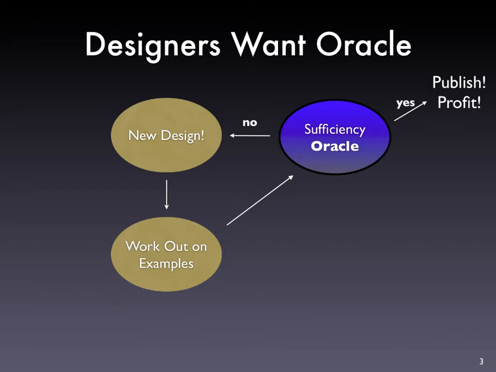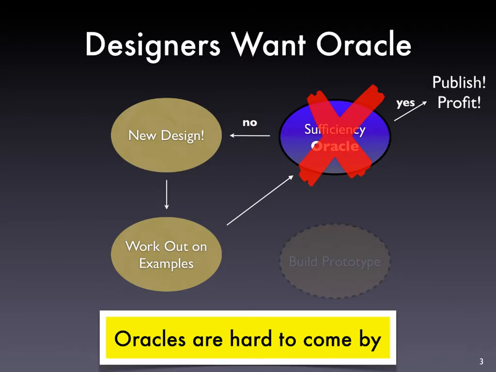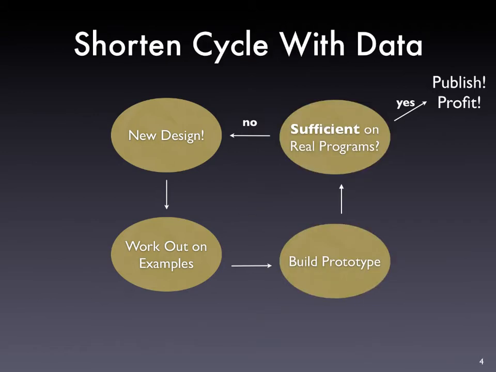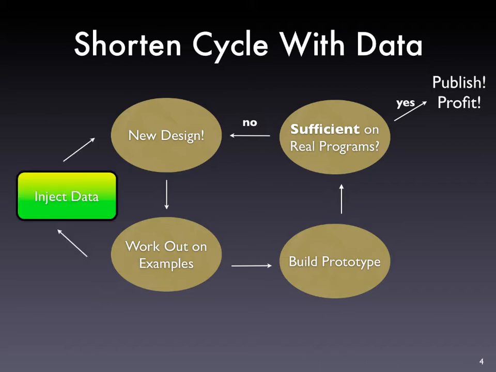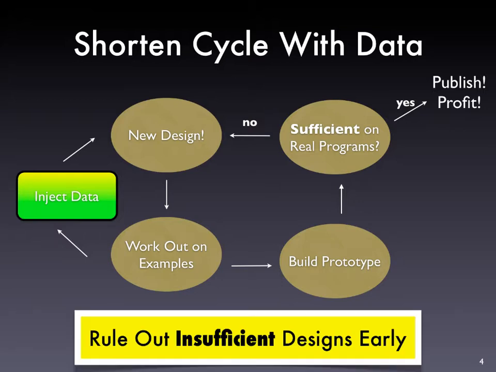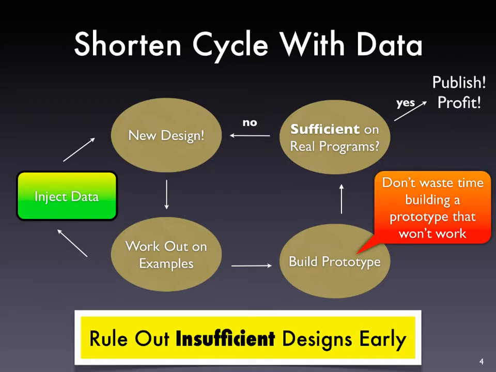What static analysis designers really want is a sufficiency oracle that can tell them if their design is sufficient without actually having to build the prototype. But oracles are hard to come by, so we don't do this. Instead, we help them shorten their cycle with data. The idea is that if we can inject data into the design cycle early enough, they can rule out insufficient designs early, and thus avoid having to build a prototype that won't work anyway.